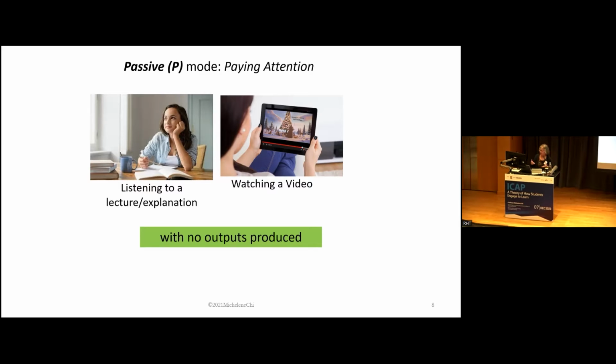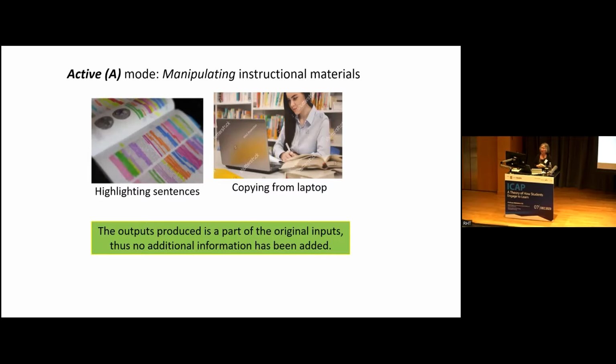best mode for learning. The next mode is active mode, which means you're manipulating instructional materials such as highlighting sentences, underlining sentences, copying from a laptop, copying from the whiteboard. The outputs produced are a part of the original inputs. Therefore, you're not adding any information beyond the instructional inputs. Okay, so you're just manipulating. A lot of hands-on activities are just manipulating.